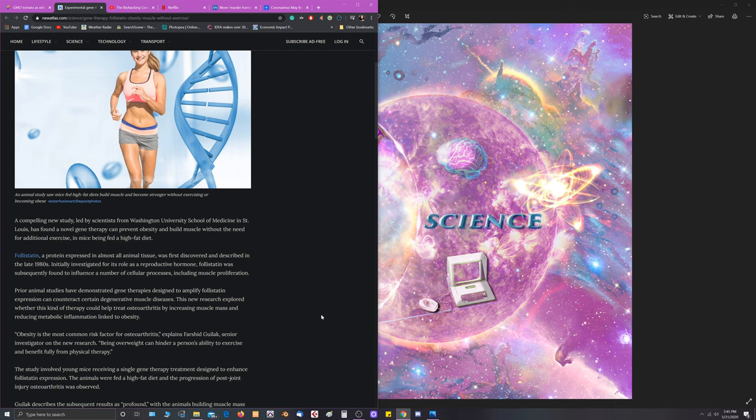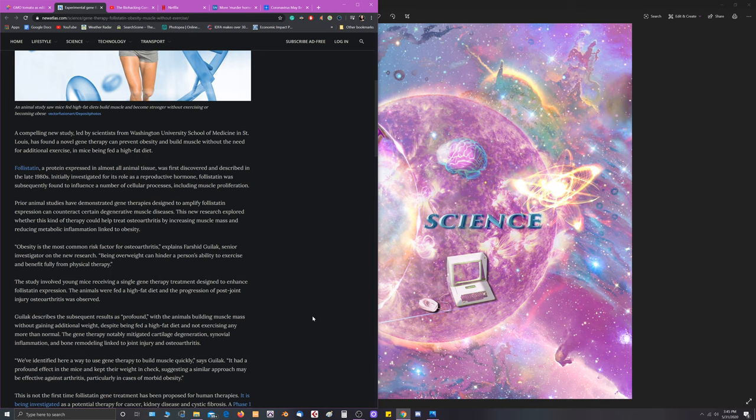So, it says, an animal study saw mice fed high-fat diets build muscle and become stronger without exercise or becoming obese. So, in this compelling new study, led by scientists from Washington University School of Medicine in St. Louis, has found a novel gene therapy that can prevent obesity and build muscle without the need for additional exercise in mice being fed a high-fat diet. I guess we found some research.